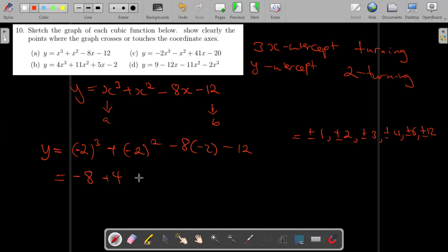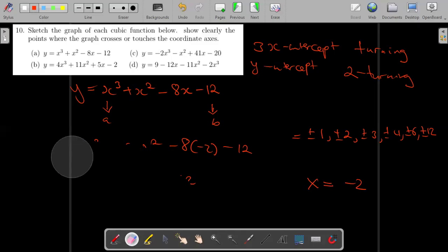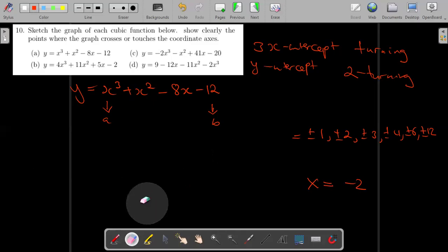This here gives you what? Positive 16. And you get minus 12. Subtract this here, you get negative 4. Negative 4 added to this here gives you negative 16. And you just get 16 minus 16, which is 0. So you can be looking at them and actually tell which one can give you that. So the one that has given us 0 is x equal to negative 2, which means it's a factor of that polynomial function.